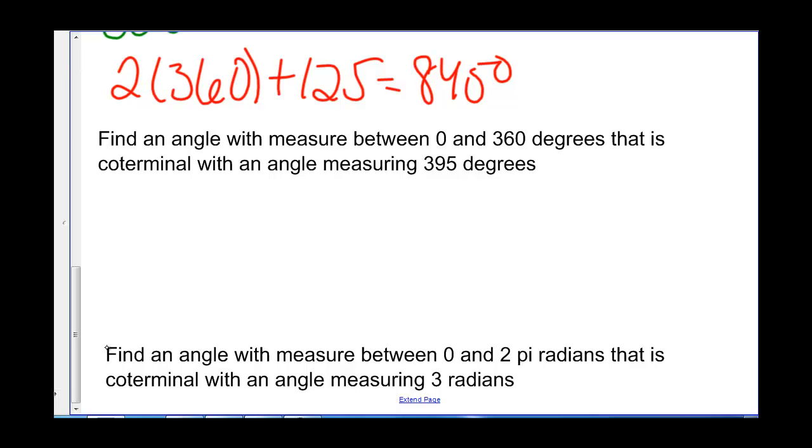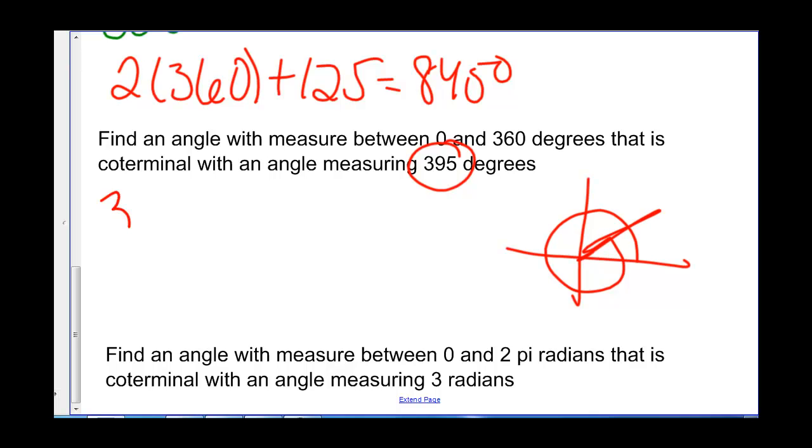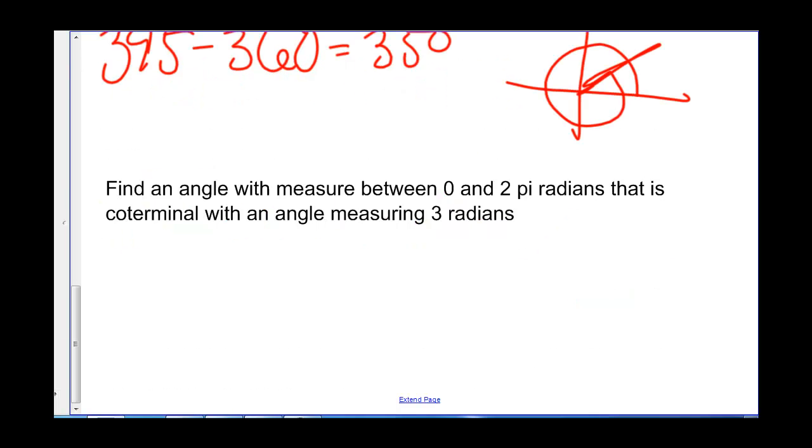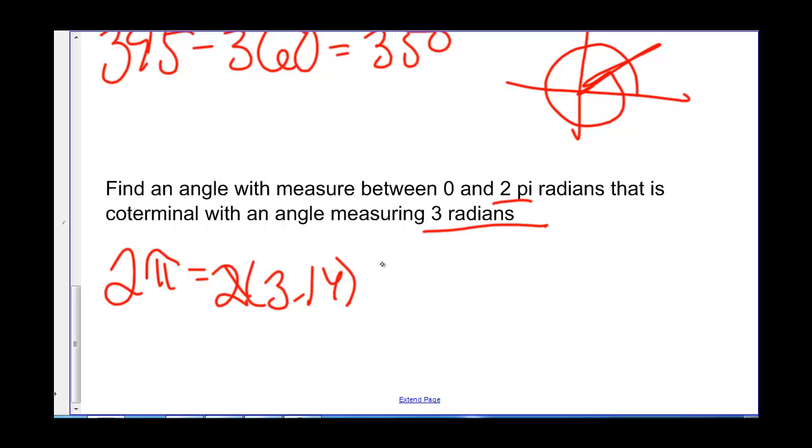Let's say we want to find an angle with measure between 0 and 360 degrees that is coterminal with an angle measuring 395 degrees. Since we're bigger than 360, that means that we have gone around and back to some angle. So we need to subtract off 360. 395 minus 360 equals 35 degrees. Alright, next we have find an angle with measure between 0 and 2 pi radians that is coterminal with an angle measuring 3 radians. Well, what's 2 pi? That's 2 times 3.14. So 3 radians is already within our range. So this is just 3 radians.